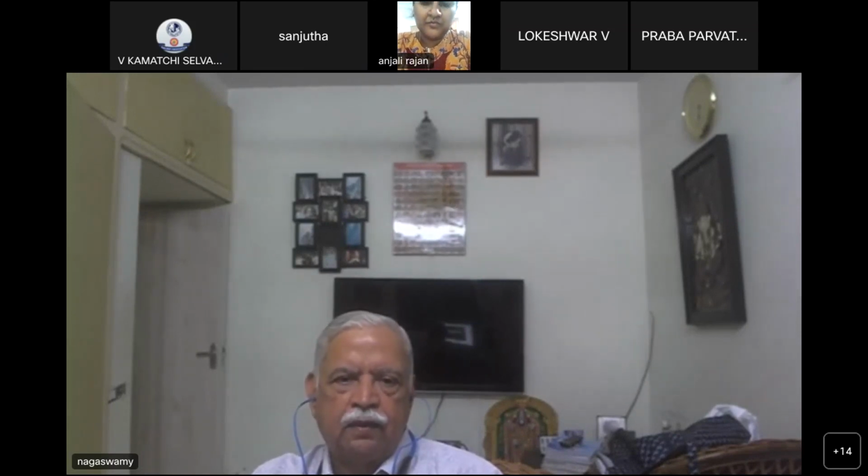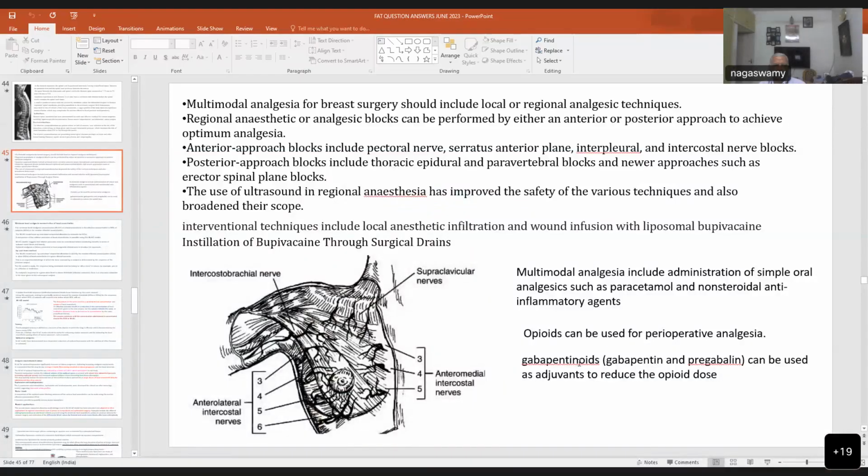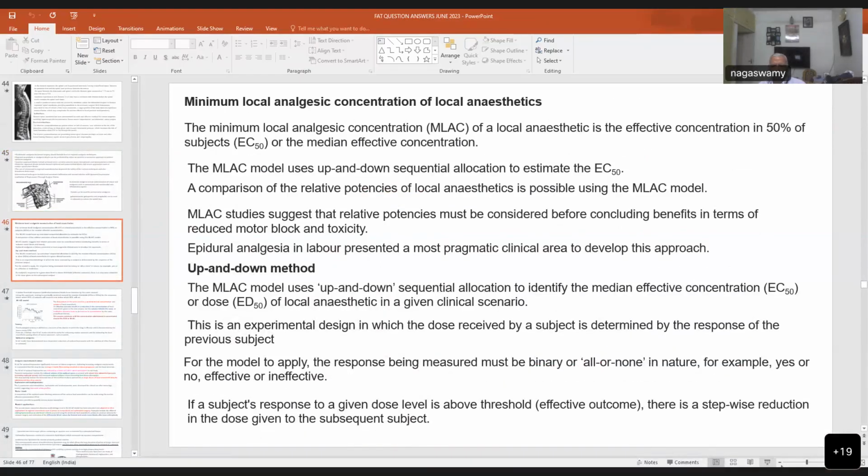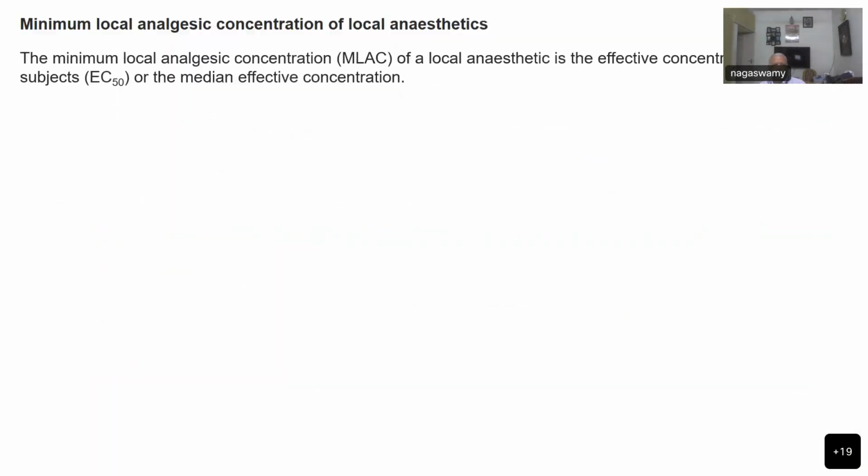So I have the same points that Anjali mentioned. Anyway, if you see it visually, I think you will have a better idea. So I'll go to this presentation, which contains mostly the same points. The minimum local anesthetic concentration is the concentration which is effective, just like MAC, when you say 50% of the patients don't move to the noxious stimuli when they inhale the anesthetic. The same description is given here: the concentration which is effective in 50% of the subjects.